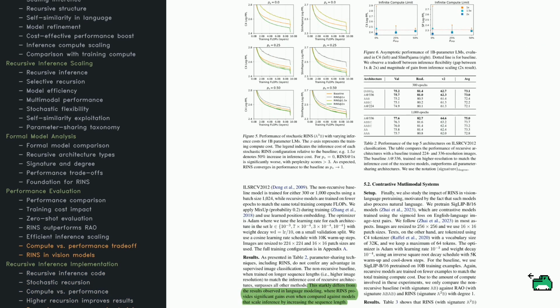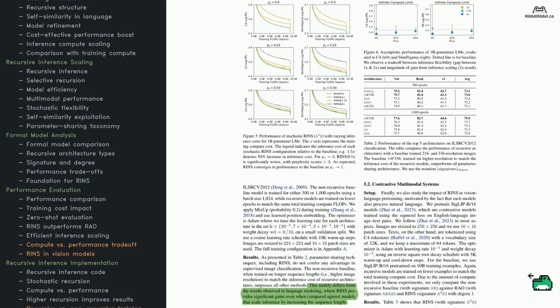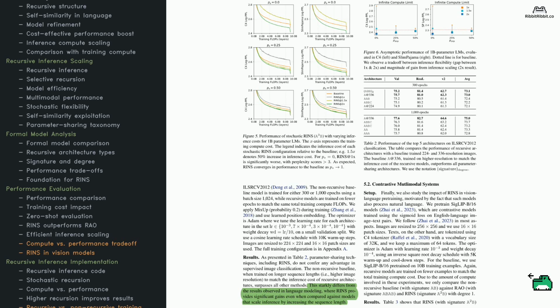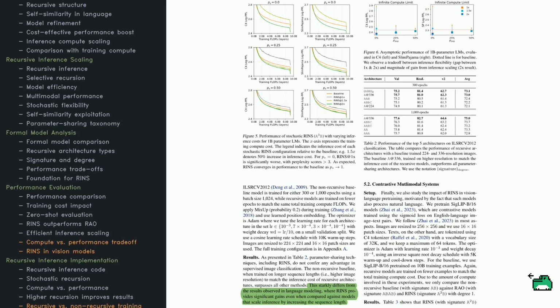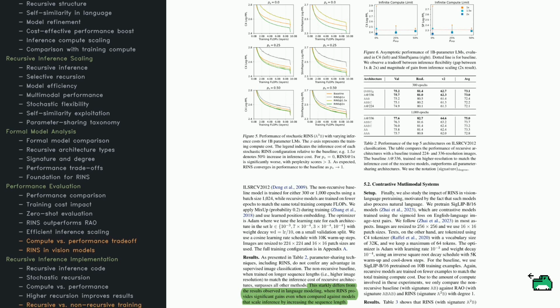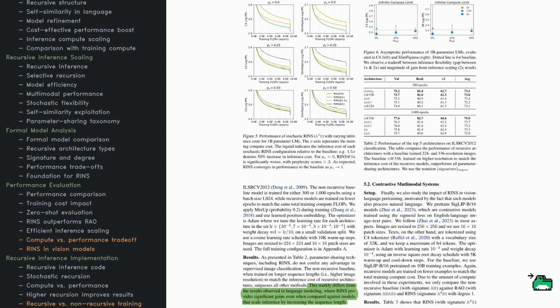Now, let's zero in on this stochastic aspect. Figure 5 shows different probabilities of skipping recursion, labeled P_skip. When P_skip equals 0, so no skipping at all, RINS yields a clear performance boost over the baseline. But as P_skip grows towards 0.5, the advantage diminishes. It basically shows how we can tune recursion to manage the trade-off between accuracy and compute cost.